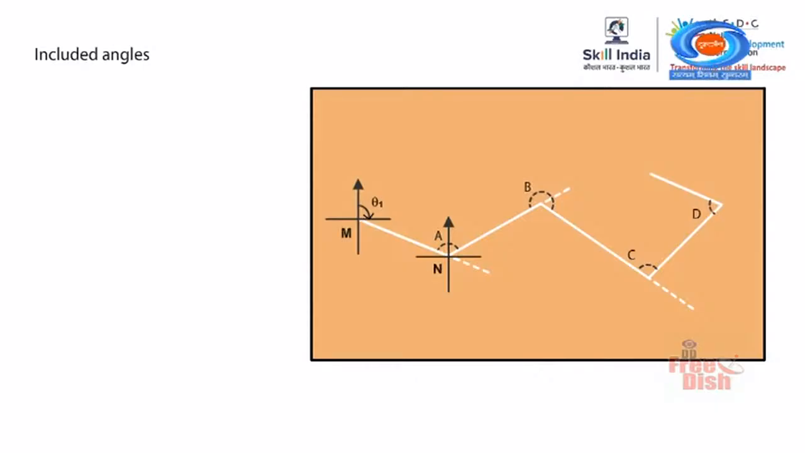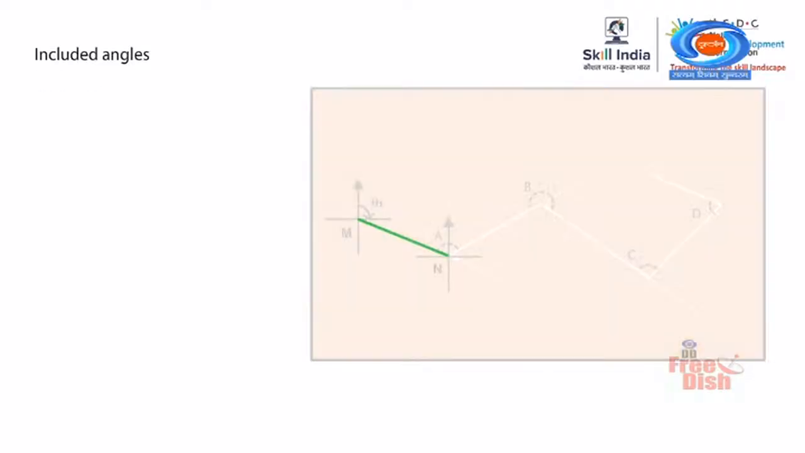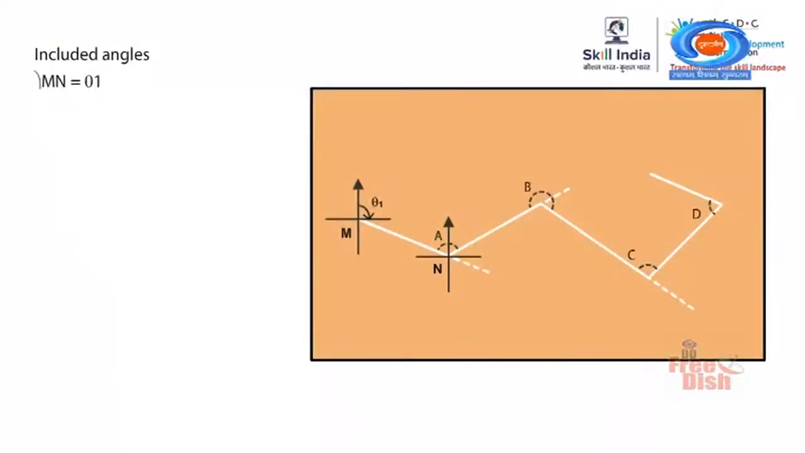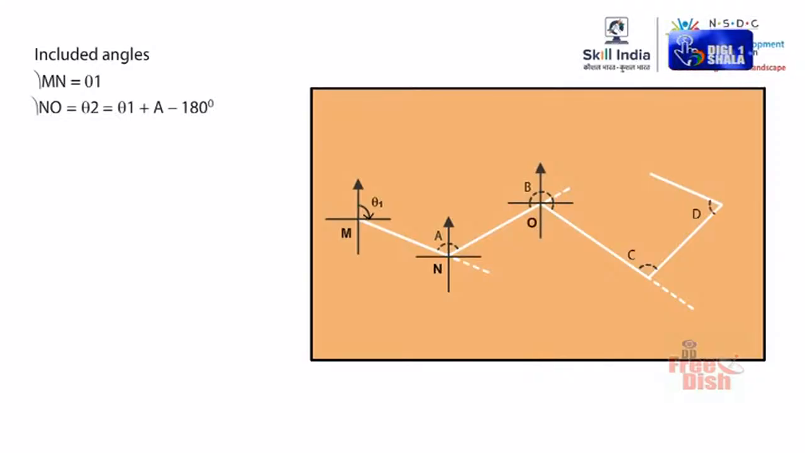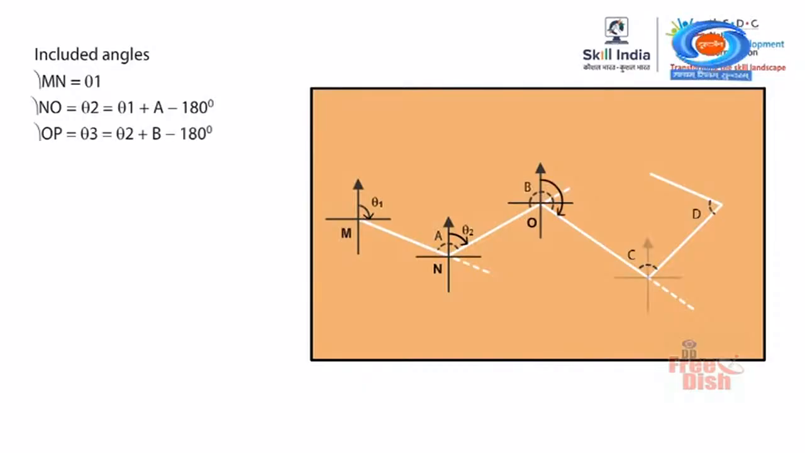We know that the bearing of the initial survey line MN is theta 1 and that the first included angle is A. We can calculate the bearing of the next survey line NO with this formula: bearing NO, that is, theta 2, is equal to theta 1 plus A minus 180 degrees. Similarly, the bearing of the next survey line OP, that is theta 3, is equal to theta 2 plus B minus 180 degrees.